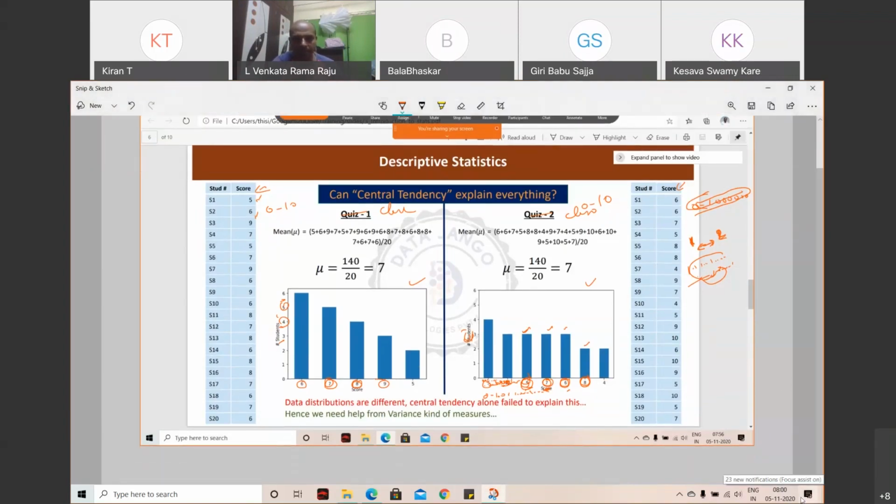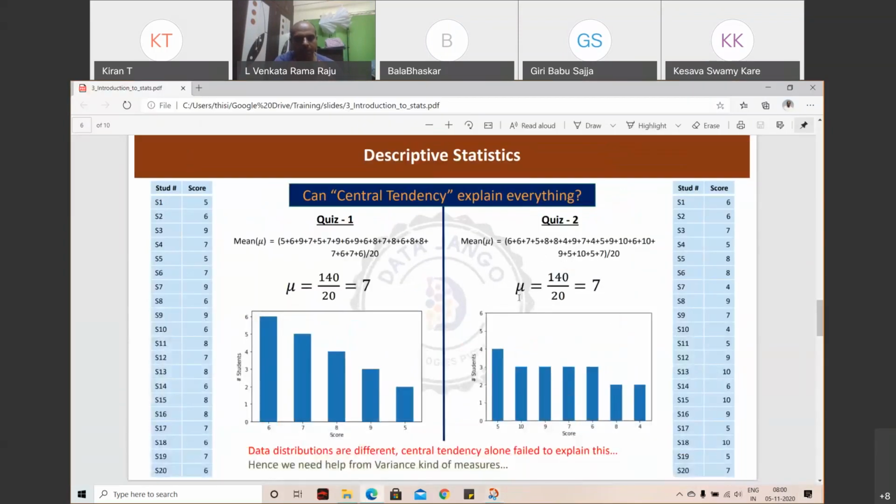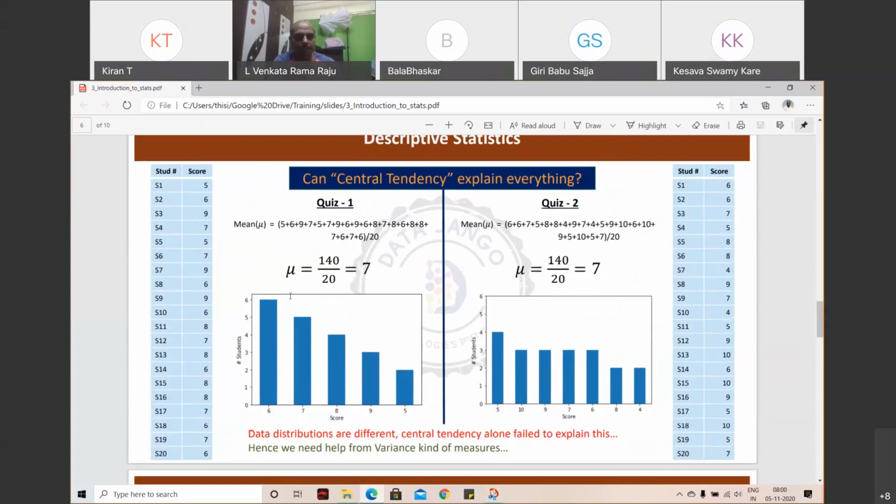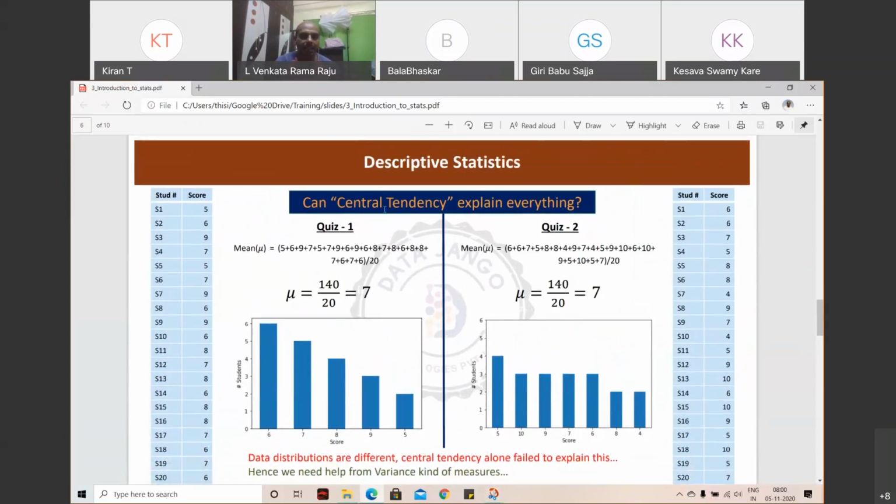So distribution is different. You look at the scores here, the means, the central tendency here, it actually looks the same. When the headmaster asks how the students are performing in quiz 1 and quiz 2, you can say that on both quizzes the average score is 7. But it is not true. When you look at the distribution, it is not true. So central tendency alone cannot explain the data. Do you agree with the statement?